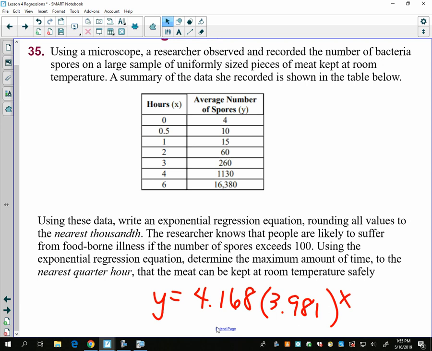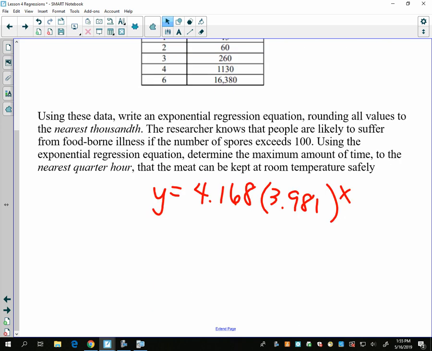the researcher knows that people are likely to suffer from food-borne illnesses if the number of spores exceeds 100. Using the exponential regression equation, determine the maximum amount of time to the nearest quarter hour. Do they really have to do that? Nearest quarter hour? I feel like kids know how to do this, and then that kind of confuses them a little bit. So what do you have to do to actually find x?